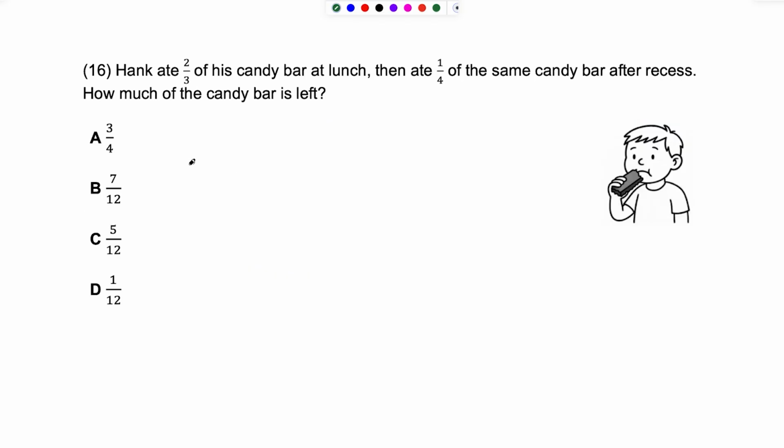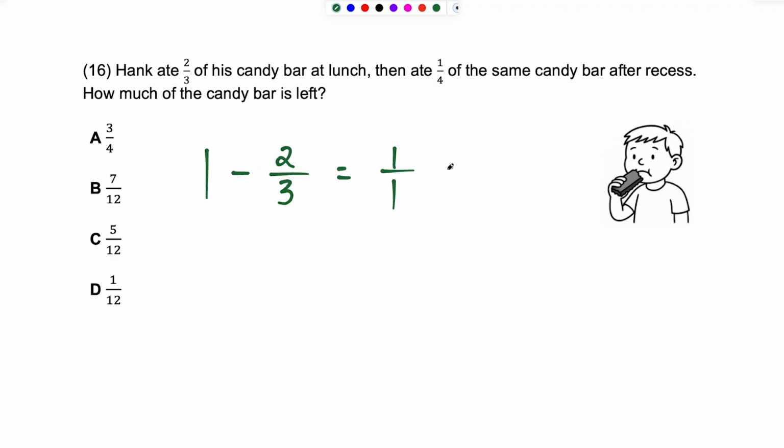Question 16, Hank ate 2/3 of his candy bar at lunch, then ate 1/4 of the same candy bar after recess. How much of the candy bar is left? So for this one, we're starting off here with Hank has one whole candy bar and he ate 2/3 of the candy bar. So that means we're going to subtract out 2/3. And when we subtract like this, we need common denominators. And just know a whole number like 1, we could write 1 as 1/1.